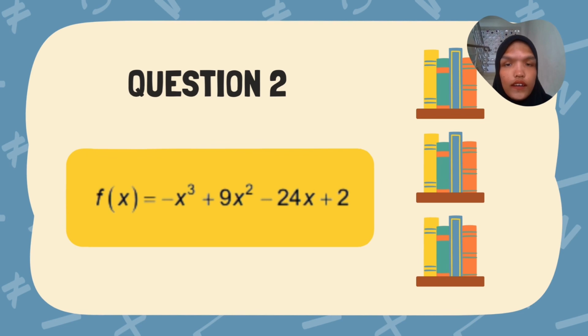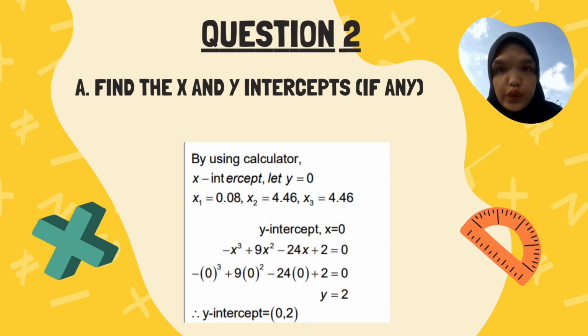Next, for question 2, f(x) equal to negative x to the power of 3 plus 9x to the power of 2 minus 24x plus 2. For question 2a, find the x and y intercept. By using a calculator, for the x-intercept let y equal to 0, and then you will get x1 equal to 0.08, x2 you will get 4.46, and x3 you will get 4.46. For the y-intercept, substitute x with 0, and then you will get y equal to 2. So the y-intercept equals (0, 2).